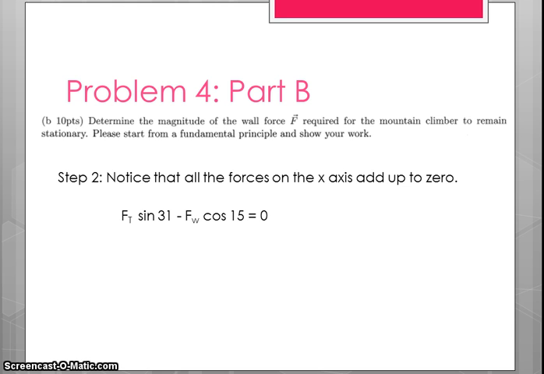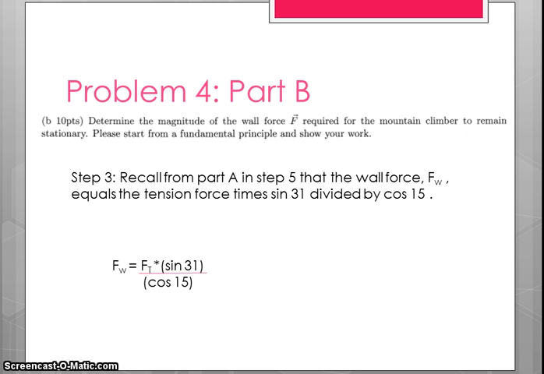For the tension force on the x-axis, it's F sub t sine of 31. And then for the x-axis of the wall force, it's F sub w times cosine of 15. So we subtract that since the wall force is negative for the x-axis. And so that's equal to 0. And step 3, you recall from Part A, in step 5, that we said that the wall force was equal to the tension force times sine of 31 divided by cosine of 15. So you remember that for the wall force.